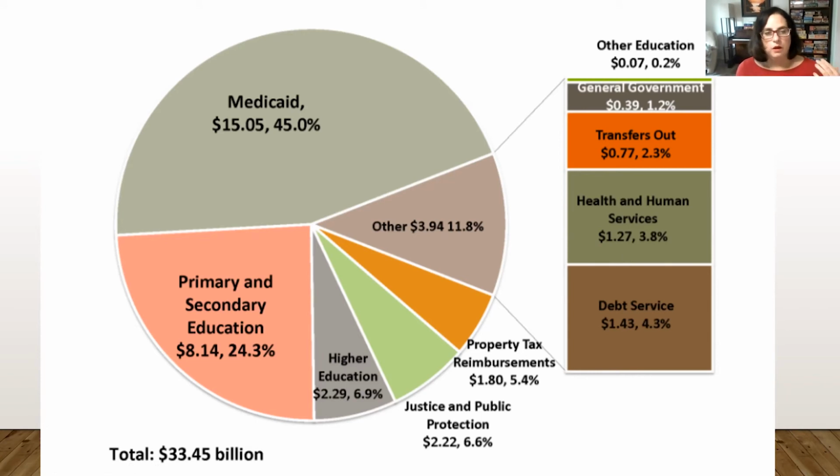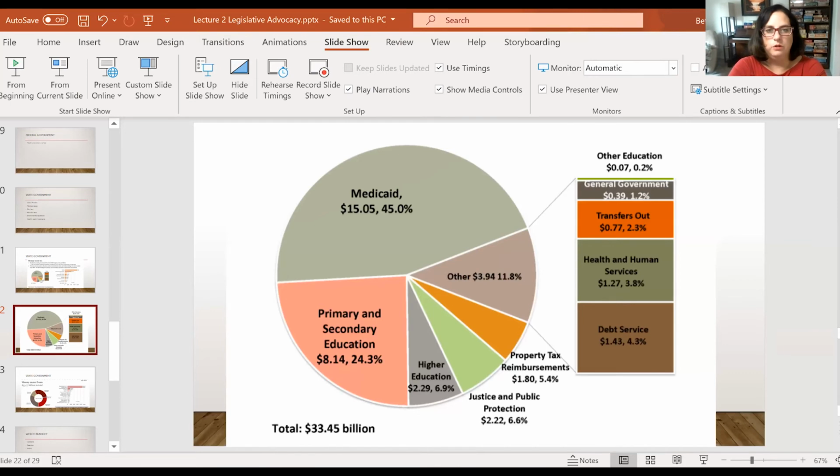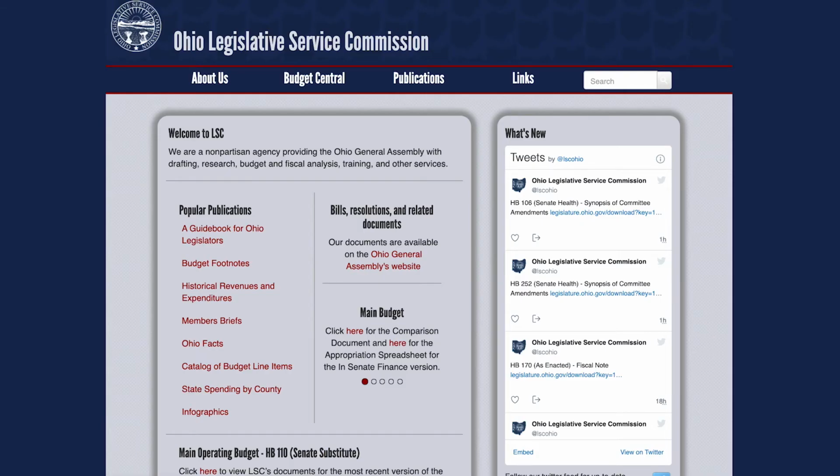Now, this information you can get at any time, and I'm just going to sort of go through it. In Ohio, there's something called the Legislative Services Commission. So if you say LSC, Legislative Services Commission, Ohio, you can go here and pull this up at any point, right? And actually go to Budget Central.